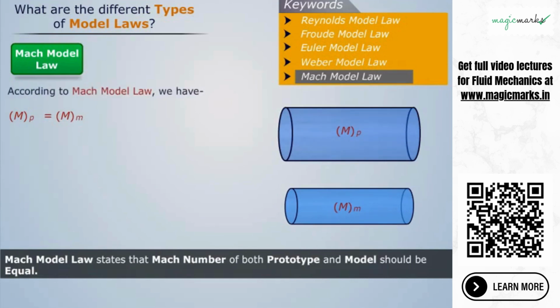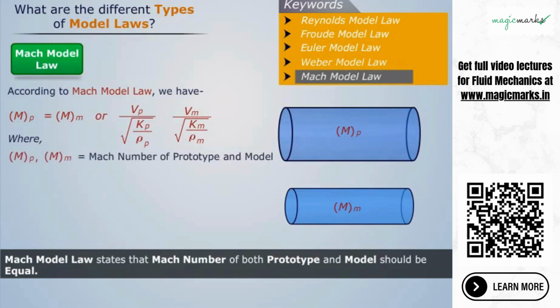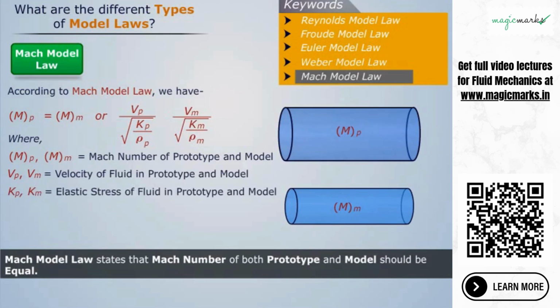According to Mach model law, we have MP = MM, where MP and MM are the Mach number of prototype and model. VP and VM, the velocity of fluid in prototype and model. KP and KM, the elastic stress of fluid in prototype and model. And Rho P and Rho M, the density of fluid in prototype and model.